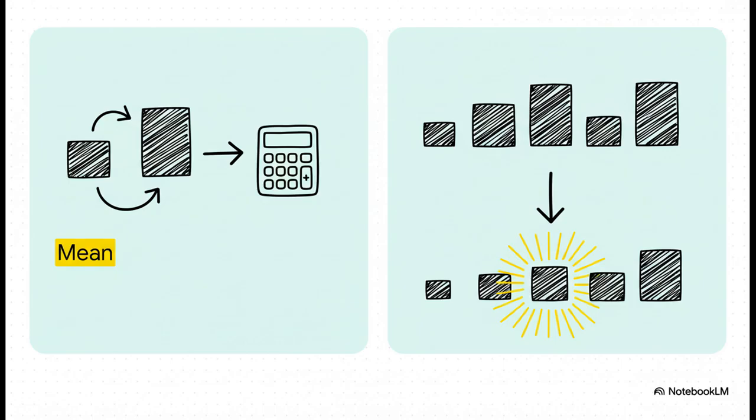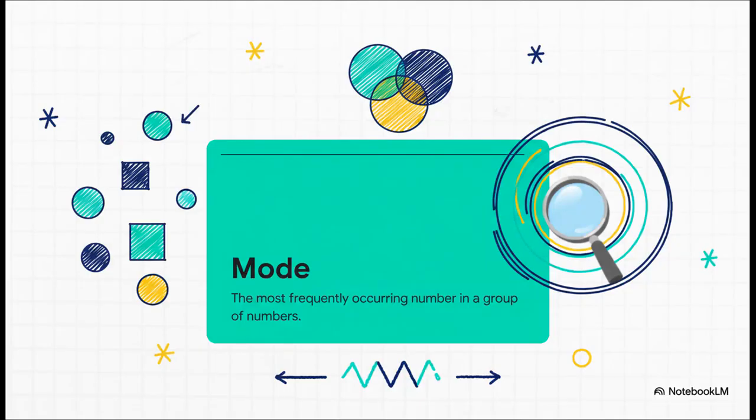Now, compare that to the median. The median doesn't do any math, really. It just sorts all your numbers from smallest to largest and finds the one that's physically in the middle of the line. And finally, you've got the mode. This one's the easiest to remember. It's just the number that shows up the most often. So if you have a list like 2, 3, 3, 5, and 7, the mode is 3. Why? Because it appears more than any other number. It's the most popular value in the group.